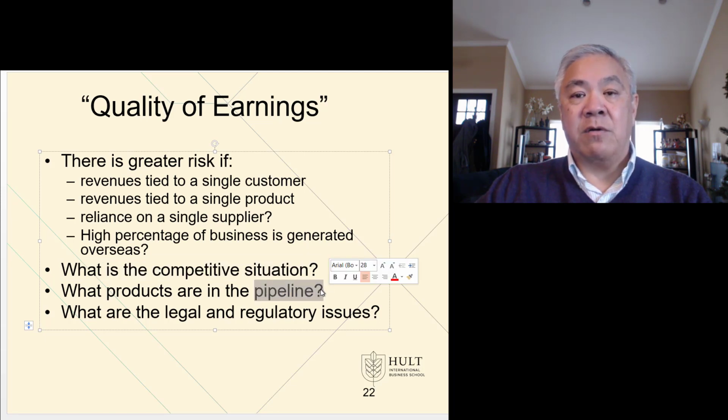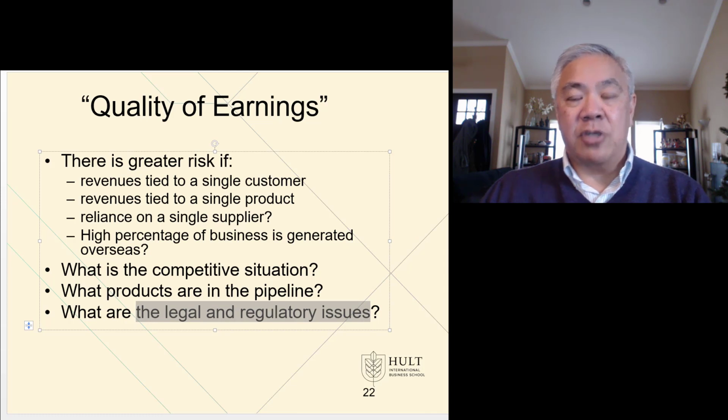Pipeline refers to what's going on in the R&D side, and is there innovation that would lead to higher prospects for the future? Finally, is the industry characteristic of are there legal and regulatory aspects of the business that would jeopardize or put the company at risk.